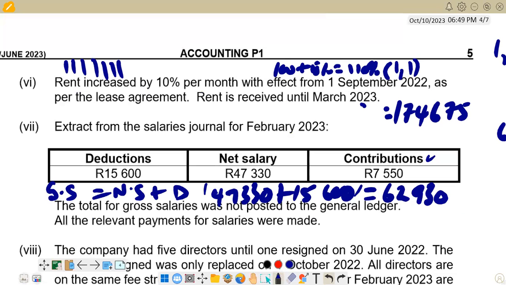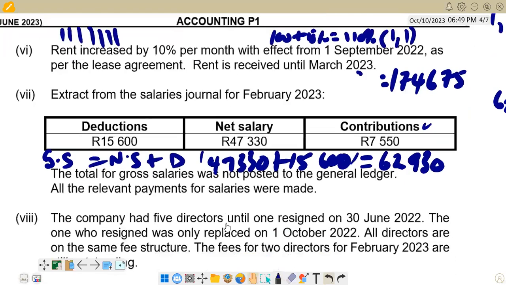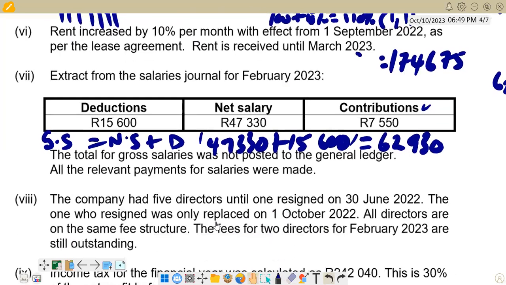And if we go to number 8, there's something to do with director's fees. They are saying the company had 5 directors until one resigned on 30 June 2022. The one who resigned was only replaced on 1 October 2022. All directors are on the same fee structure. The fees for 2 directors for February 2023 are still outstanding.